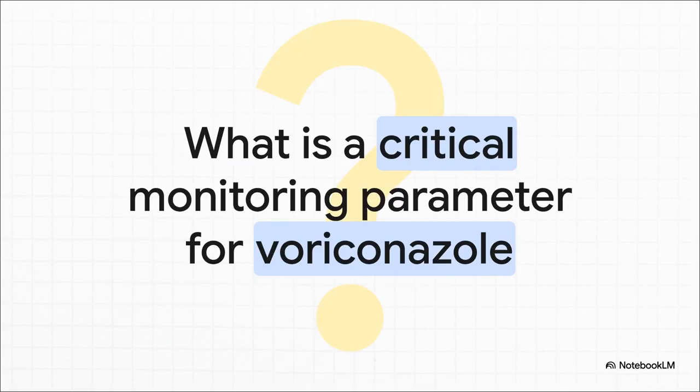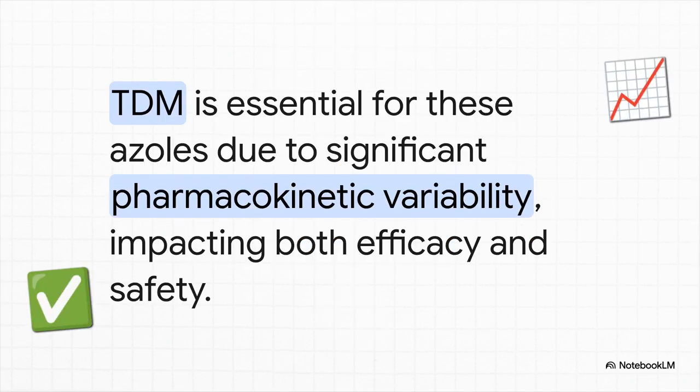And the final question: what's that essential monitoring parameter for optimizing the use of agents like Voriconazole? And the answer is, of course, therapeutic drug monitoring. Just like we discussed, that significant interpatient variability makes TDM absolutely essential to ensure both the safety and the efficacy of these powerful agents.